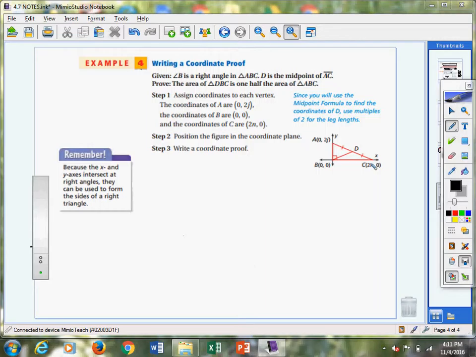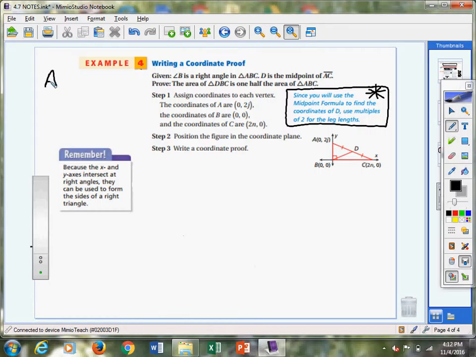I love this point because this makes so much sense. Let me see if I can explain it to you. And if you don't get it this time in the video, I'll try and talk you through it in class tomorrow. Since you're going to use the midpoint formula, and also the area formula, because we have to find the area of triangle DBC and compare that to the area of triangle ABC.